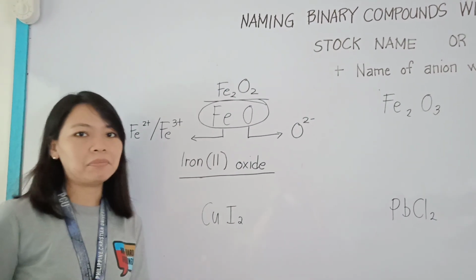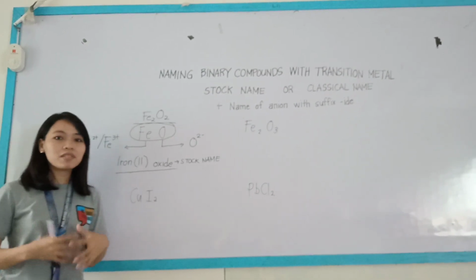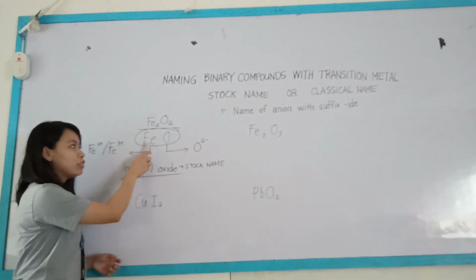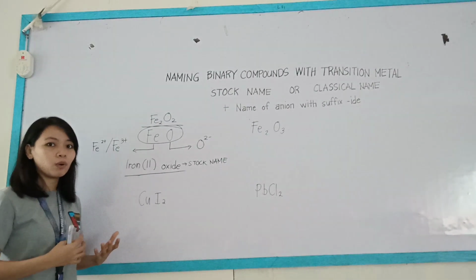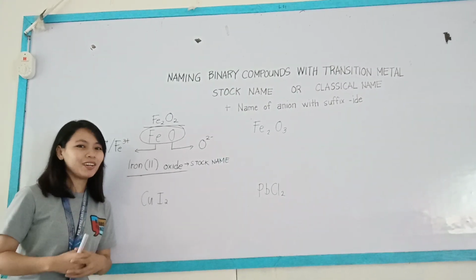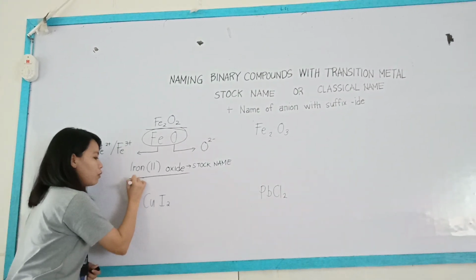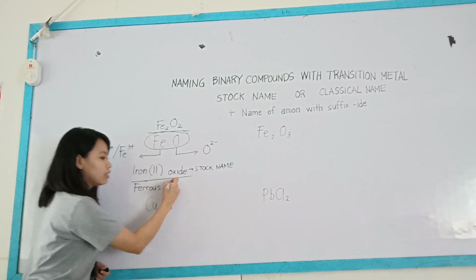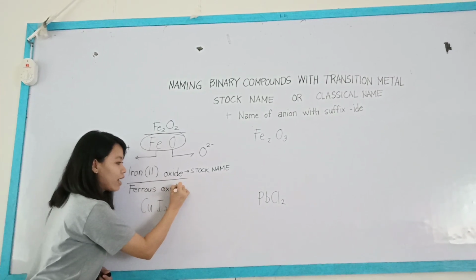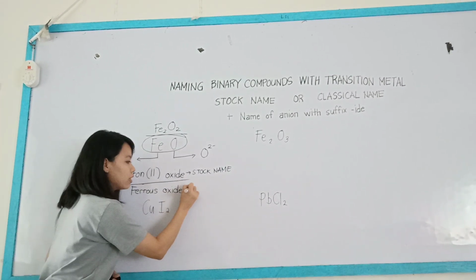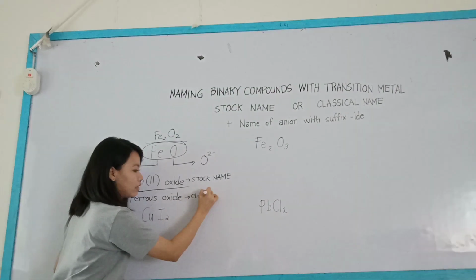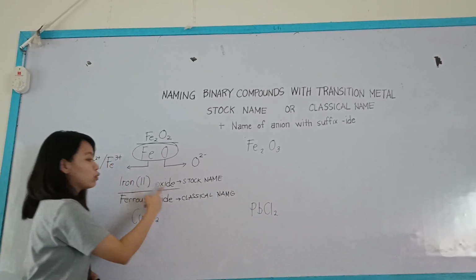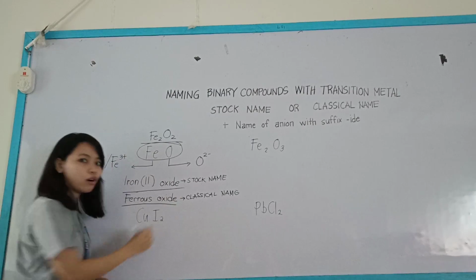So kanina, pinakita namin sa table kung ano-ano yung classical name of different transition metals. So therefore, titignan nyo lang din po kung ano ang classical name for iron 2. Ano nga ba ulit yun? Alright, very good. So, ferrous ang name ng iron 2. And then, sundan nyo na lang ng name of an ion, which is oxide. So once again, ito yung tinatawag natin na classical name. Classical name for iron 2 oxide, which is ferrous oxide.